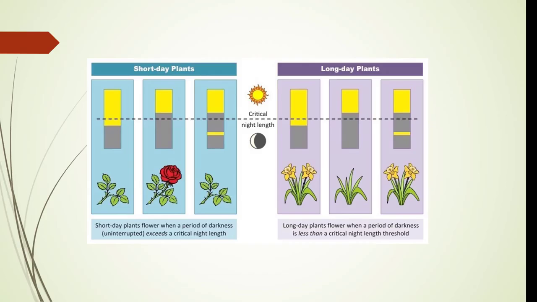Long day plants need to have uninterrupted time of light, and this is usually cut off at halfway, right? It's a little over 12 hours of light for long day plants and a little over 12 hours of darkness for short day plants. And you can see what happens when you don't have the right amount of darkness, or interrupted darkness.